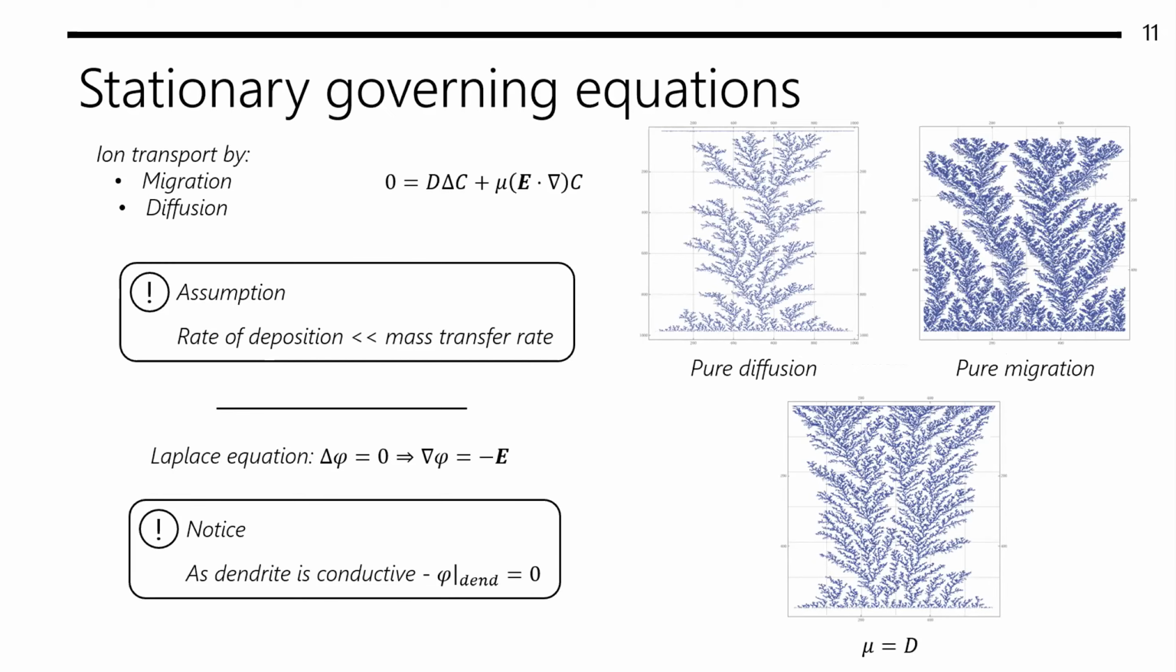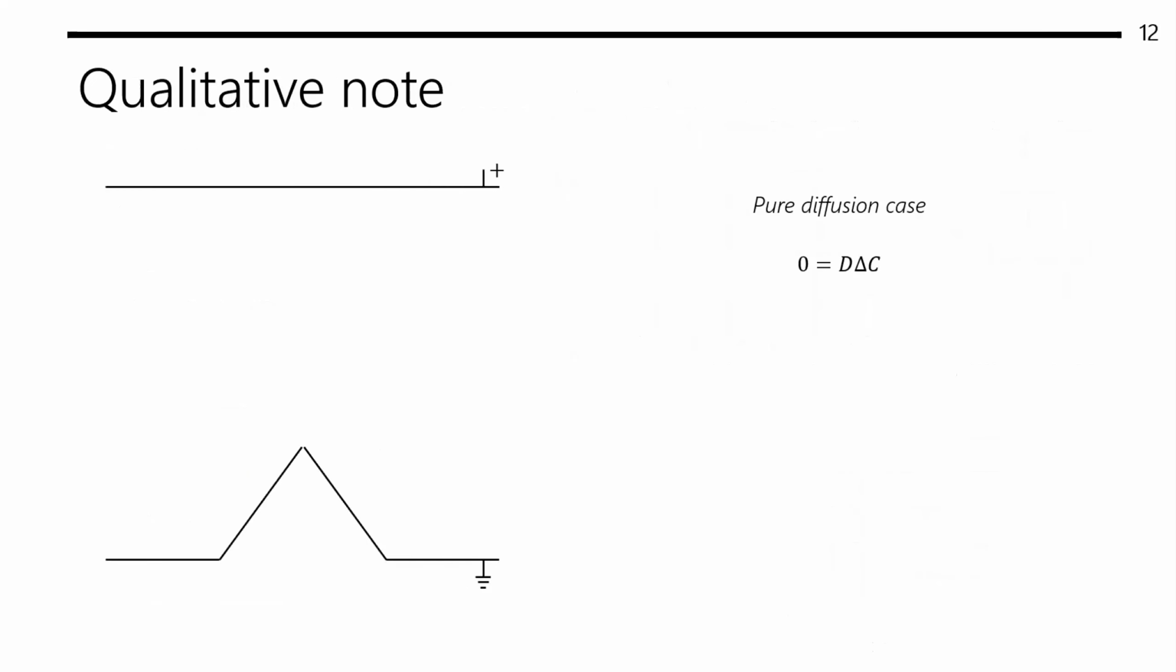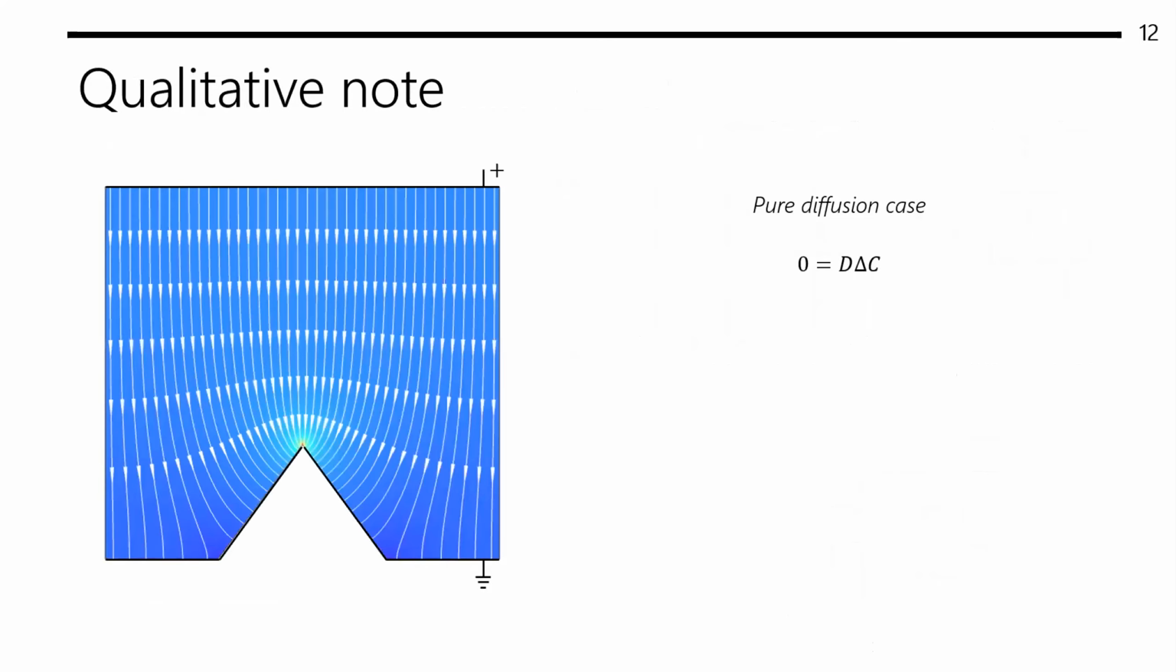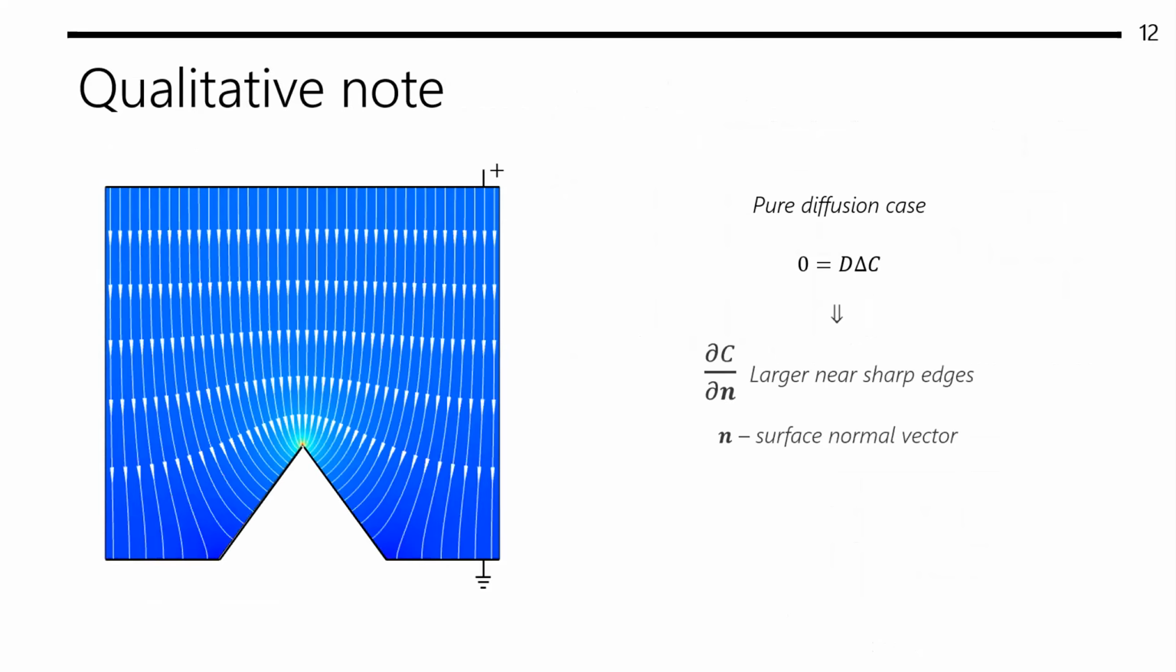You can see that the more diffusion there is, the sparser our tree is, and the more migration term there is, the more dense it is. Also, I should mention some qualitative notes. Because our diffusion equation may be described as a Laplace equation in a stationary case, we know that the gradient to the normal near sharp edges is the largest. So I state that sharp edges will grow faster.